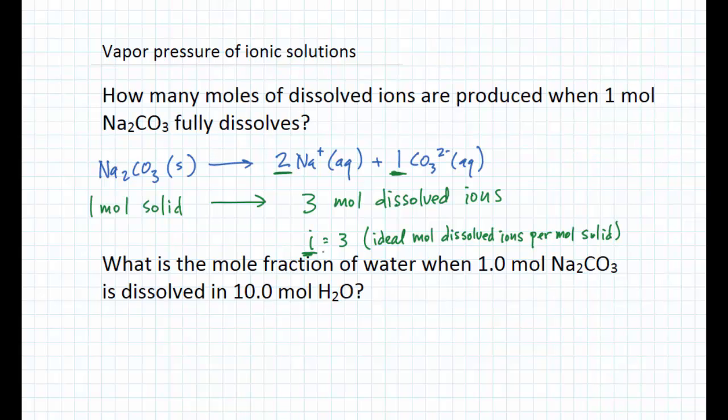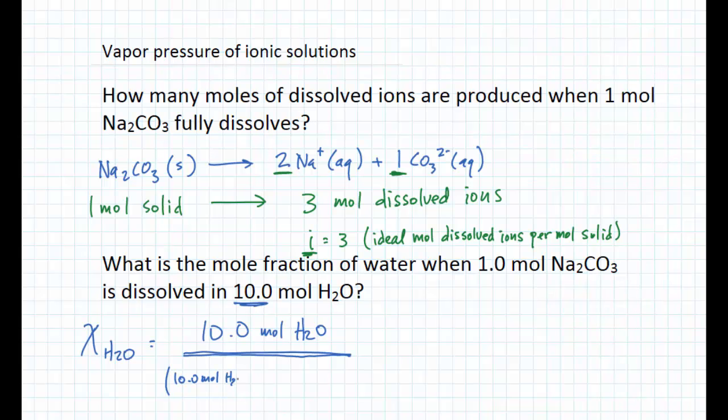Okay. So when we're doing this vapor pressure, though, it's the mole fraction that's going to change as a result of this. Let's say I have 1 mole of sodium carbonate dissolved in 10 moles of water. For vapor pressure, we're interested in the mole fraction of water, which is going to be 10 moles of water, and then on the bottom it's the total, right? But what should I add to that 10?